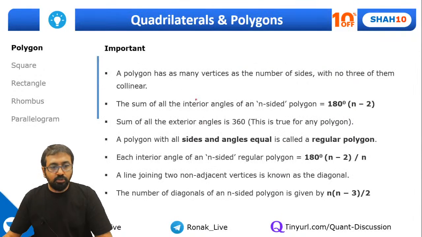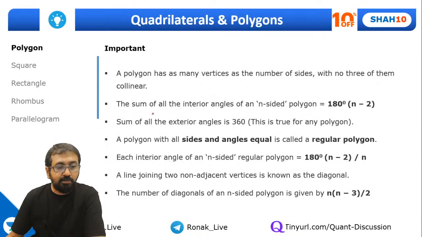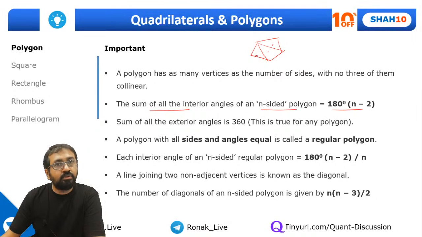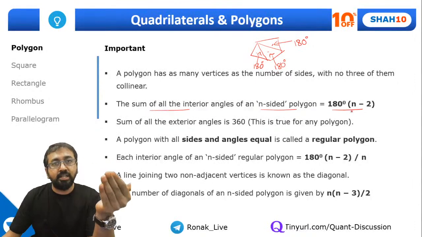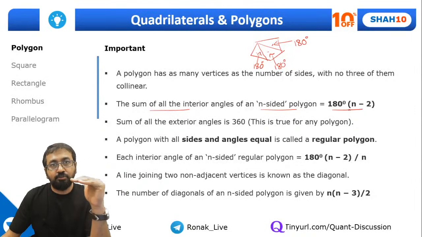Now please understand, these are some of the important points related to polygons. The sum of all interior angles of an n-sided polygon is 180 into n minus 2. The reason is very simple. If I take a five-sided polygon, what we call a pentagon, I can convert it into three triangles, and the sum of the interior angles of each triangle is 180 degrees. So the sum of all the angles of this pentagon comes out to be 180 into 3, that is 540 degrees. In general, an n-sided polygon can be converted into n minus 2 triangles, and the sum of all the angles of each triangle is 180. So the sum of all angles of a polygon can be calculated by this formula.